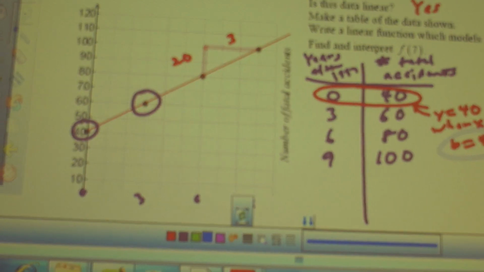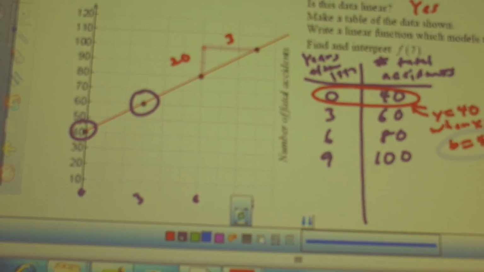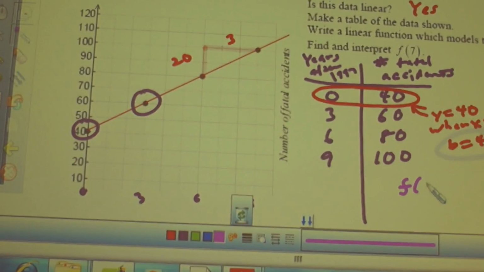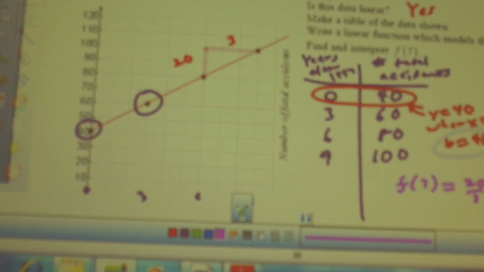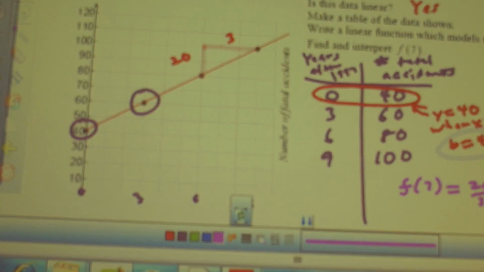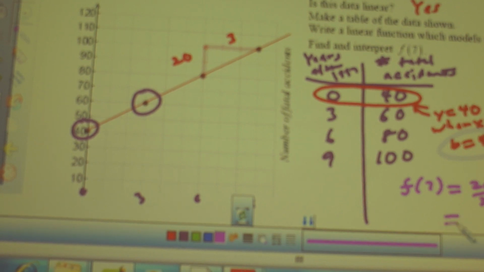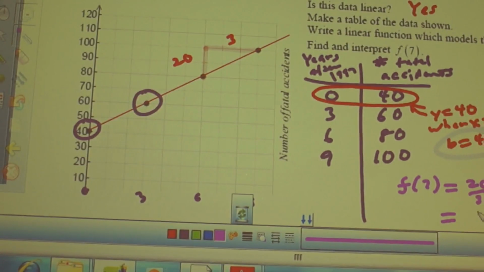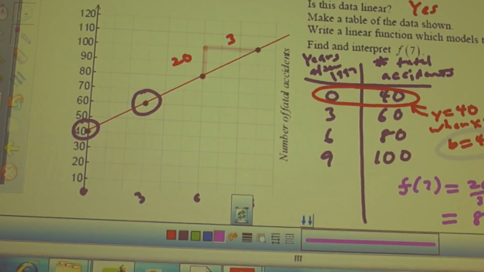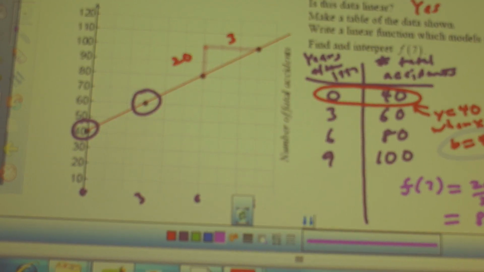Okay, so I need to find f of 7. So let's take a look at that. f of 7 is equal to 20 over 3 times 7 plus 40. And Fox, what'd you get? I got 86 and a third. Then if you do it in decimal, you get 86.66. Yeah, 86.666. Good? Okay.